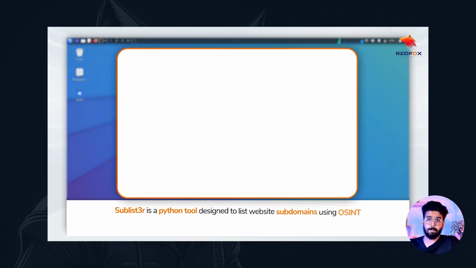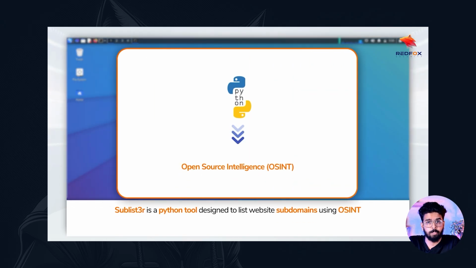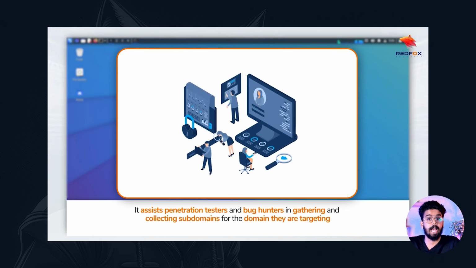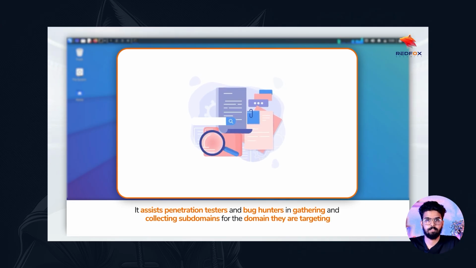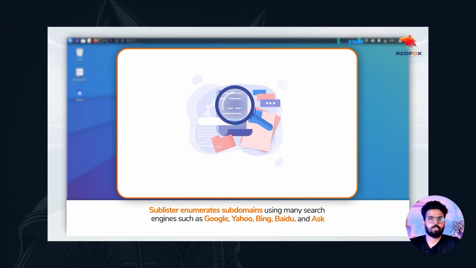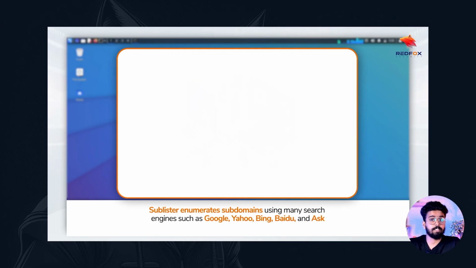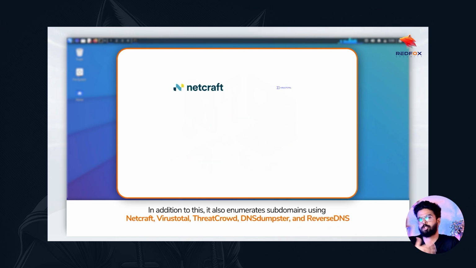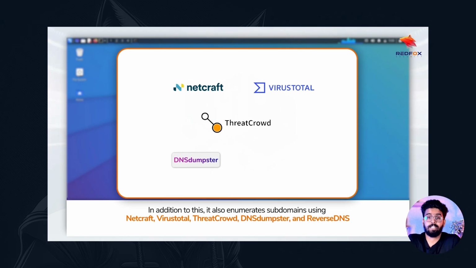Now, Sublist3r is a Python tool designed to list website subdomains using OSINT. It assists penetration testers and bug hunters in gathering and collecting subdomains for the domain that they are targeting. Sublist3r enumerates subdomains using many search engines such as Google, Yahoo, Bing, Baidu, and Ask. In addition to this, it also enumerates subdomains using Netcraft, VirusTotal, ThreatCrowd, DNSdumpster, and Reverse DNS.